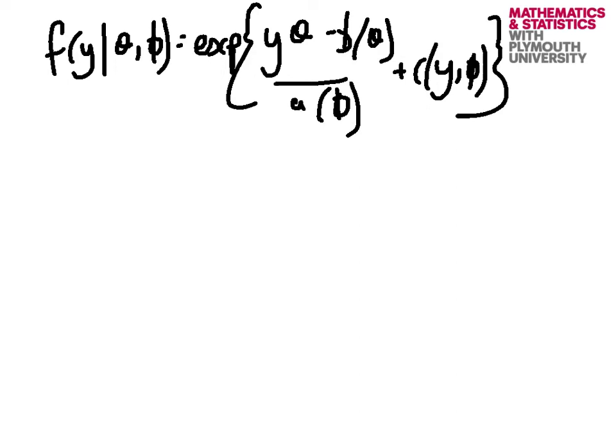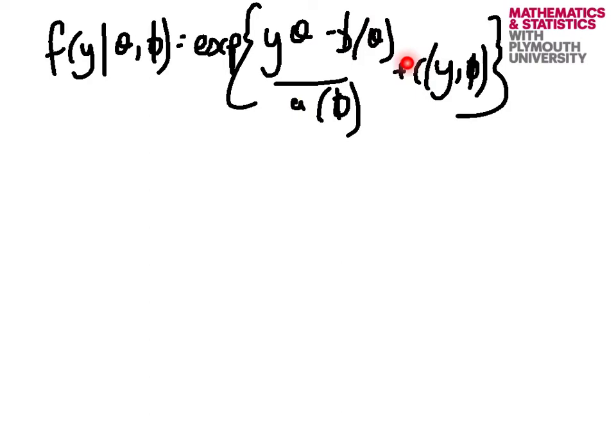We want to look at some properties of the exponential family distribution. We have it written here in canonical form. It's e to the power y theta minus b of theta, both divided by a of phi, plus c of y and phi, where theta is some kind of location parameter, phi is some kind of scale parameter, and a, b and c are known functions.